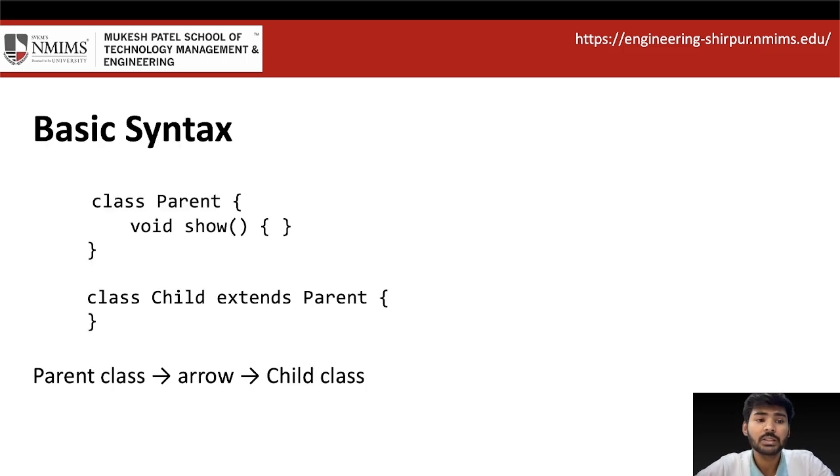Now we see a basic syntax of inheritance. In Java, inheritance is implemented using the extends keyword. The class that inherits is called the child class, and the class being inherited from is called the parent class. The child class can use all the accessible methods and properties of the parent class. This diagram shows how the child class is derived from the parent class.